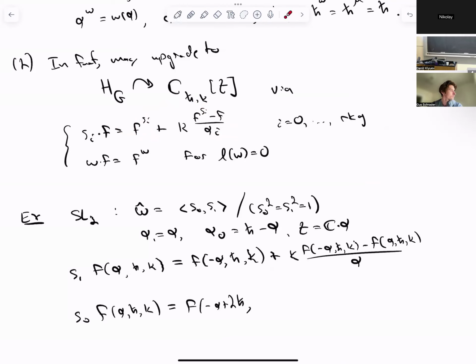So S0 sort of acts by reflection on alpha 0, and you can write it in the following way. So it sends alpha to minus alpha plus 2h bar.